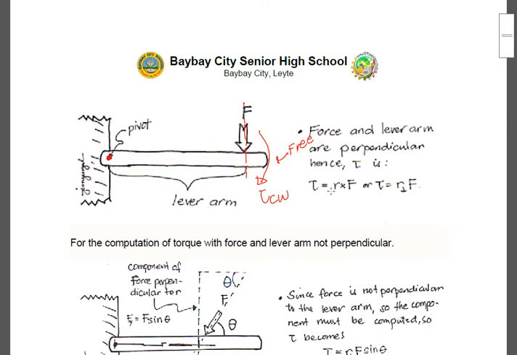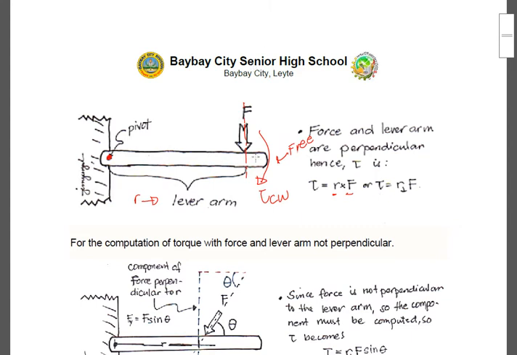What is the meaning of this R in here? Well, this R refers to what we call the lever arm. Notice that the torque is proportional to these two quantities, the lever arm and the force. Meaning to say, as you increase the force, this bar here will rotate faster.